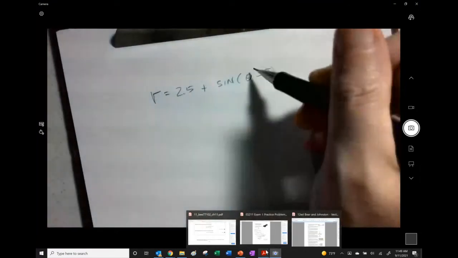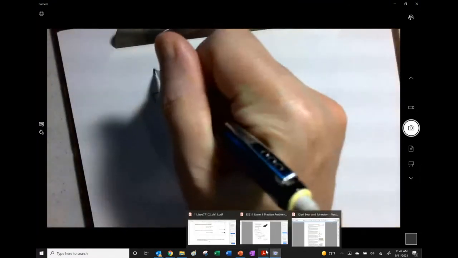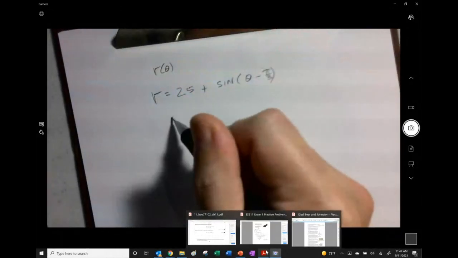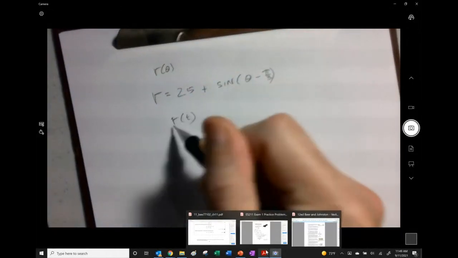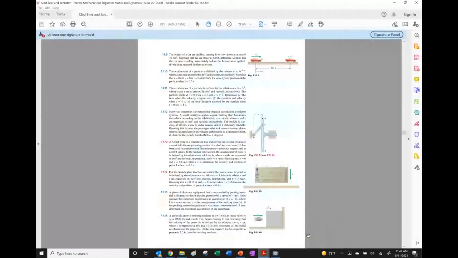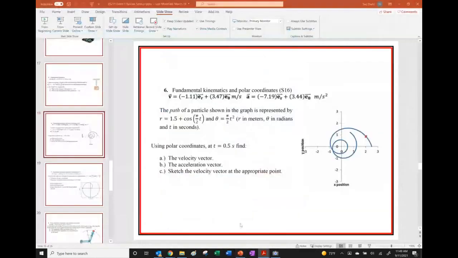So this is one where r is a function of theta, whereas in the other problem, r was a function of time. So it was a little easier there. But in both cases, we will have to, at some point, take the derivative of the stuff on the inside.